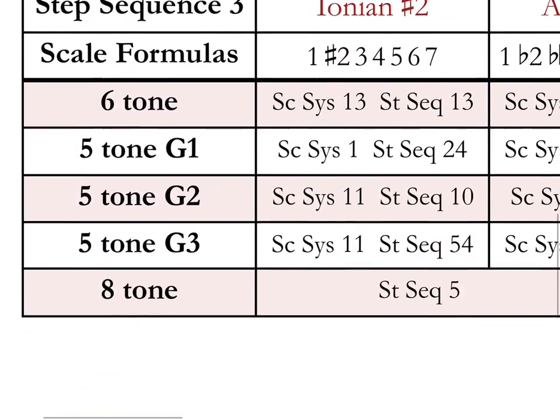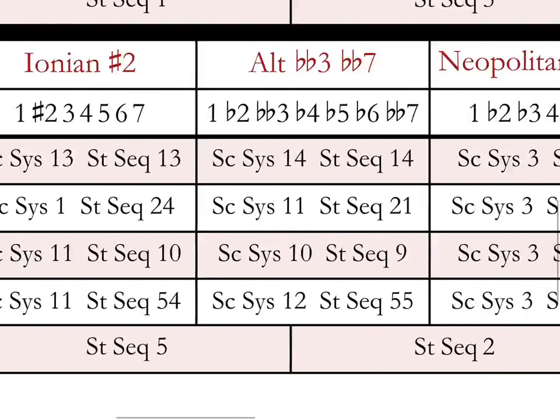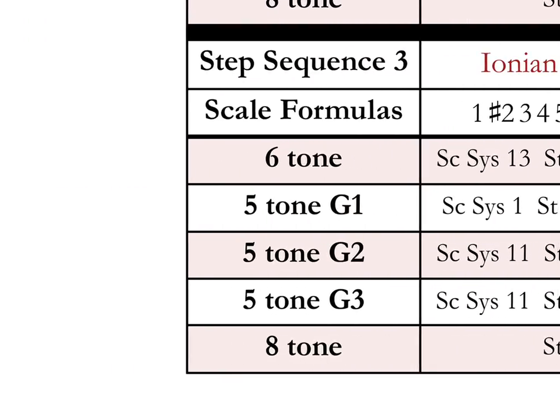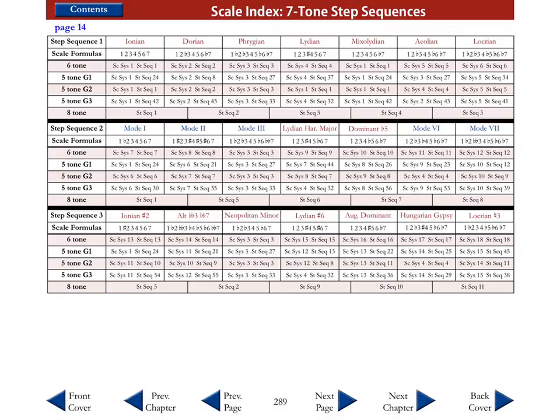If we sharp the second degree, we would come up with step sequence 3 and all of its unique modes. And there is a total of 46 different 7-tone possible step sequences.